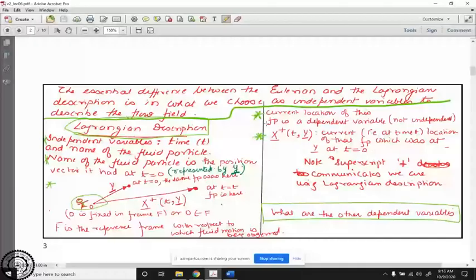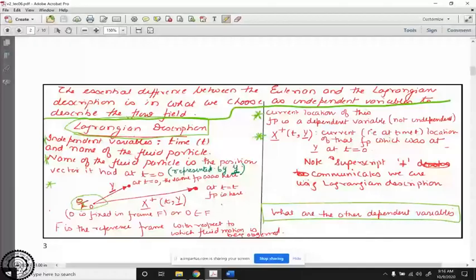Okay, see, we are casting this already as a function, like phi as a function of y I was writing when I was talking about Taylor series. Similarly, we have a function here in Lagrangian description. So x plus is a dependent variable. It depends on what? It depends on t and y. y is a vector, the position vector of the fluid particle at t0.